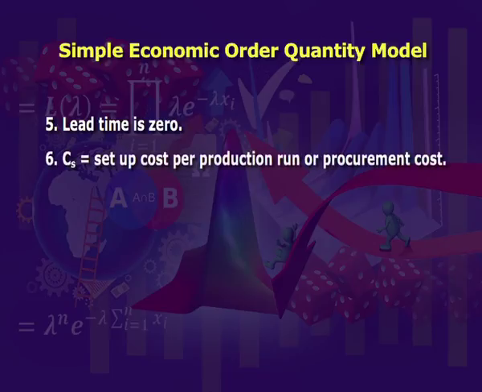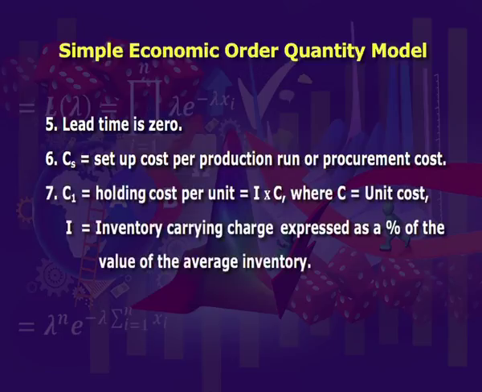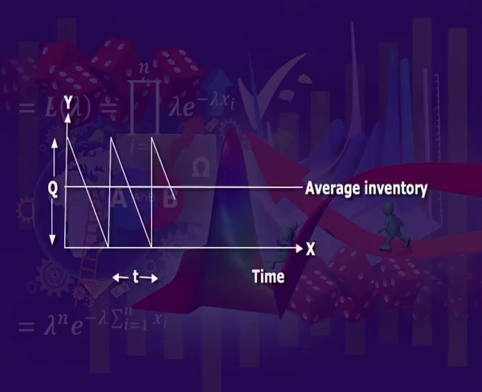Sixth, denote CS equal to setup cost per production run or procurement cost. 7. C1 equal to holding cost per unit, which is equal to the product of I and C, where C equal to unit cost, I equal to inventory carrying charge expressed as a percentage of the value of the average inventory. This situation can be shown in the following figure.